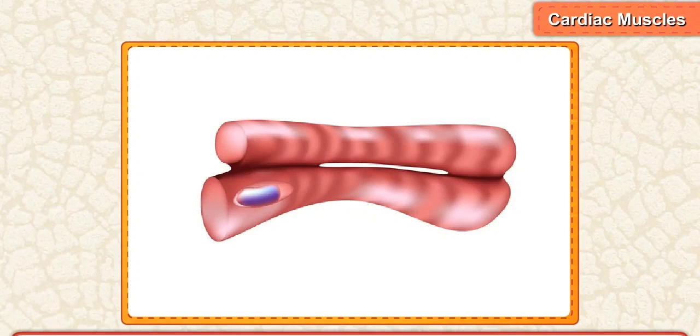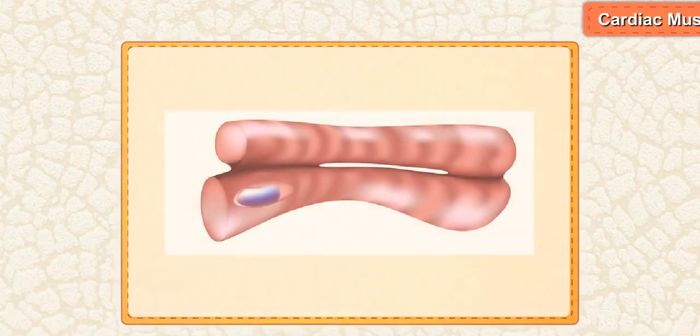Cardiac muscles. Muscles in the heart are called cardiac muscles. They are involuntary in action. The muscles of the heart work all the time throughout our lifetime.